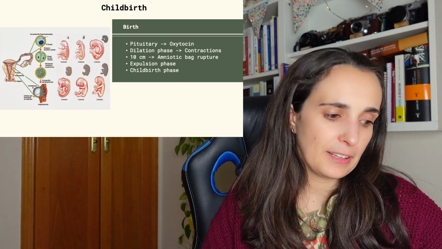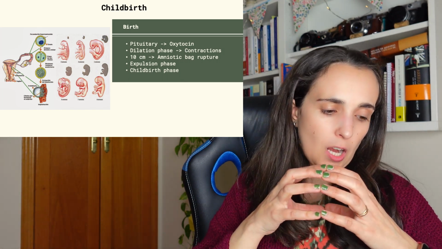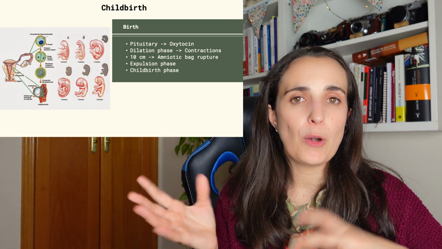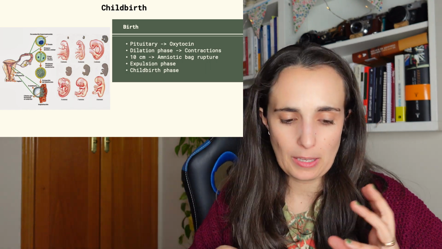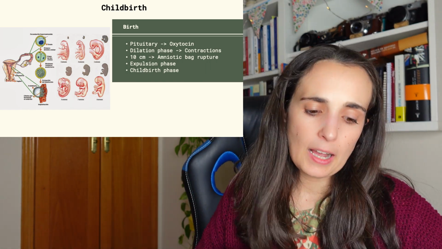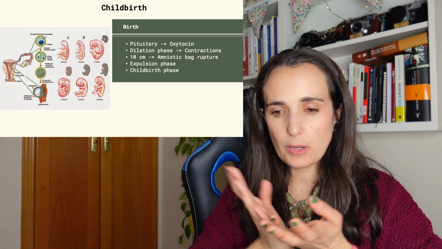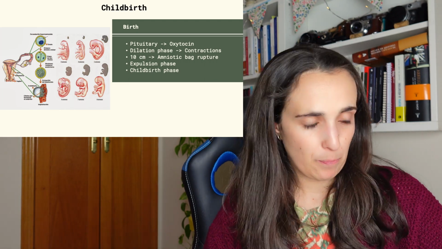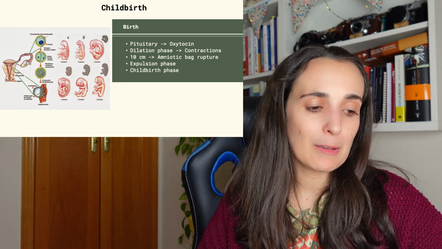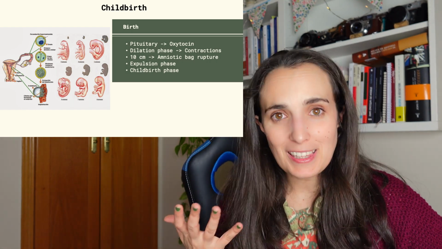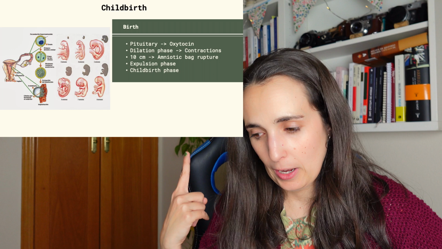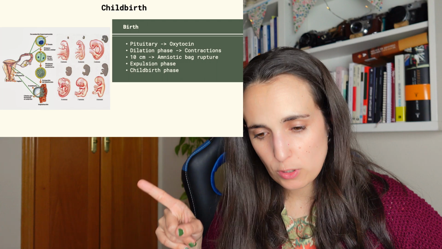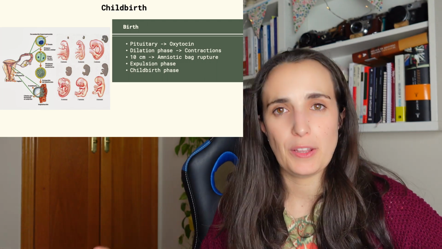Once the dilatation has reached around 10 centimeters, usually the amniotic bag will break. Sometimes it breaks before, sometimes it's going to be broken at that time. And once the amniotic bag and placenta are broken, the baby can go outside in the expulsion phase. And once it is outside, the baby should start breathing. Remember that we already have functional lungs, even if we don't use them. The baby should start breathing by itself.